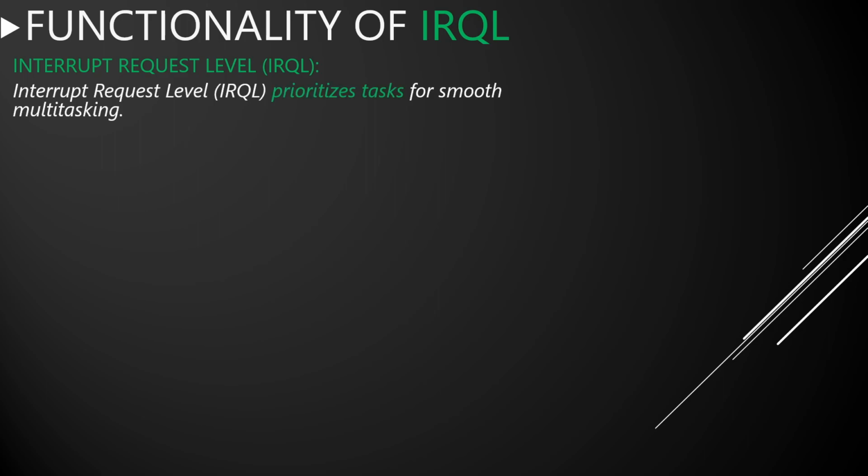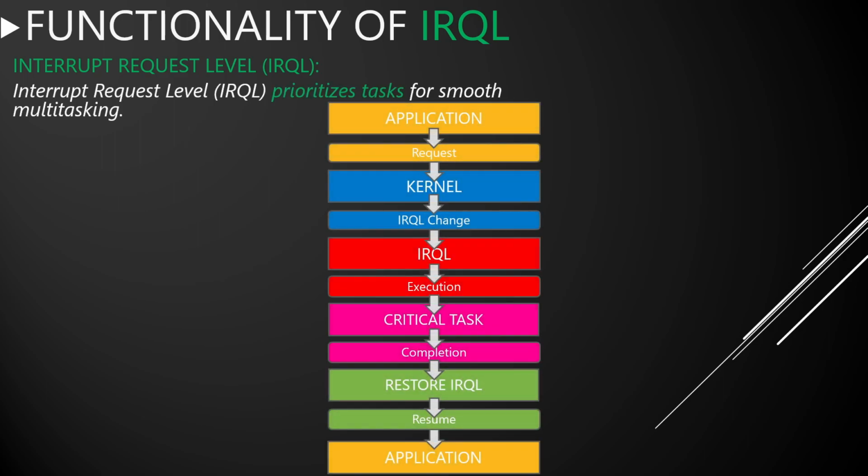Interrupt request level prioritizes tasks for smooth multitasking. So let's see a big diagram to understand what we said. We have an application sending a request. Kernel will make the IRQL change, and the IRQL will execute. So this is the IRQL given as the critical task. A critical task has the highest priority. So this critical task will be executed from ISR. Okay, it will be completed, and IRQL will be restored to the default IRQL, to the default priority, to the lower priority.